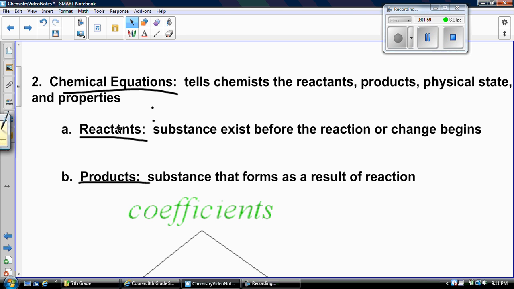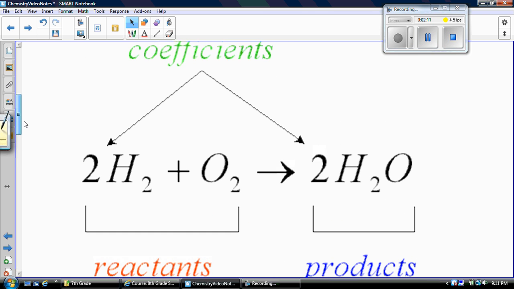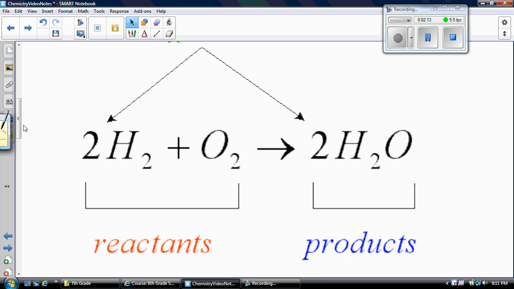Reactants are the substances that exist before the reaction or the change begins. Products are the substances that form as a result of the reaction. For example, in this chemical change or chemical reaction, water and oxygen are the two reactants. They're what's doing the reacting. They're always on the left-hand side of the arrow. This arrow means change, and it requires energy. And the products are what's produced from the reactants.